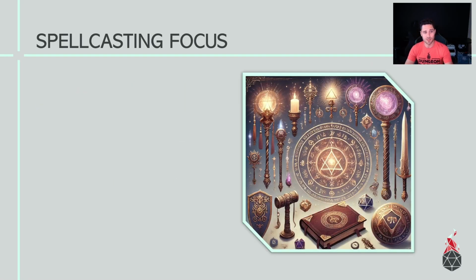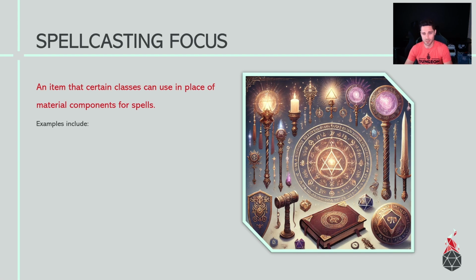Now, there are also spellcasting focuses, which almost every class will get and use. This is an item that certain classes can use in place of material components for spells. Examples include a holy symbol, a wand, a book, a staff, and in some cases, a shield or a weapon.